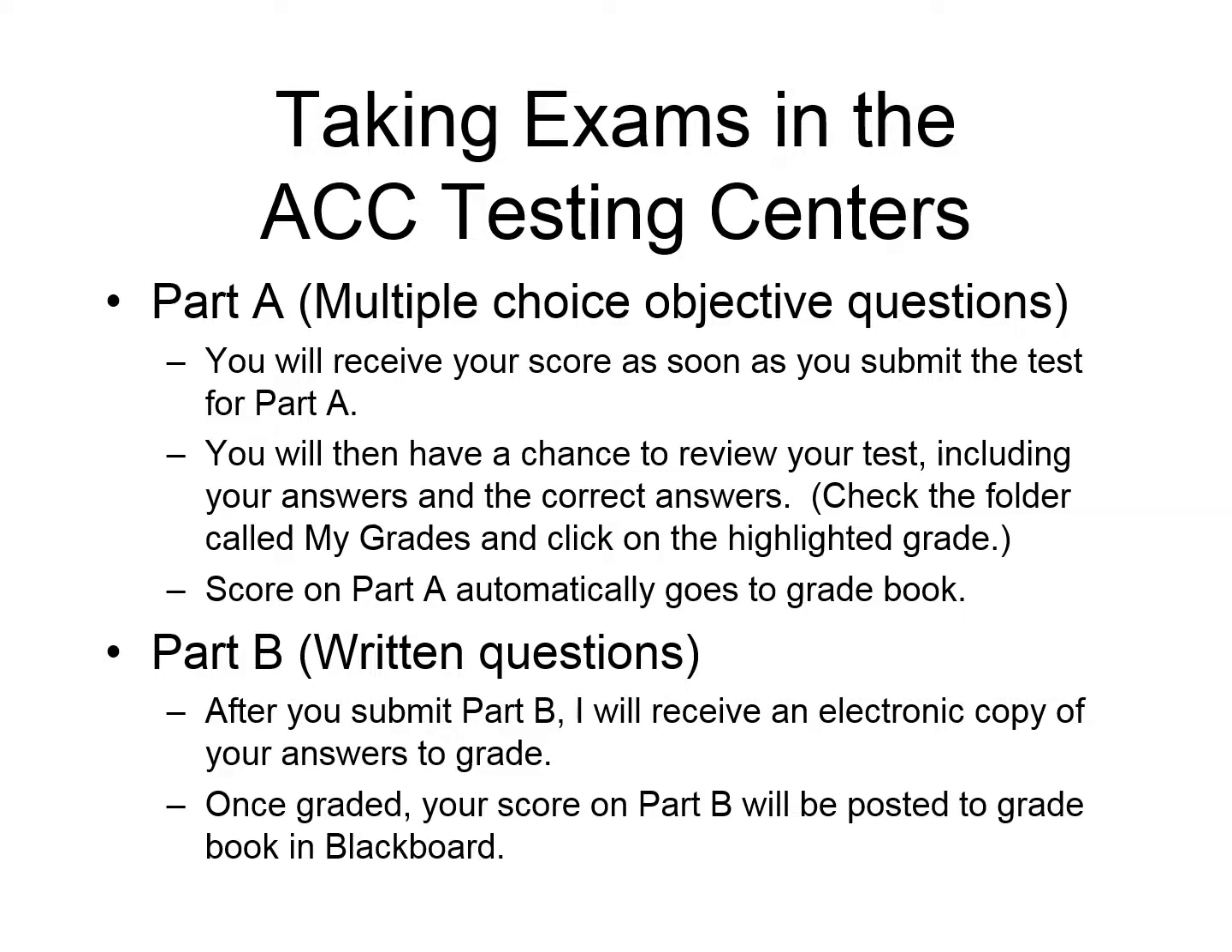Part A contains the multiple choice objective questions, and as soon as you submit the exam, you will receive your score. You'll be in Blackboard. Go to the folder called My Exams, and your grade should be highlighted for Part A that you just took. If you click on the blue highlighted number, it will take you to another screen. Click on that, and then it will take you through so you can see each question, what you answered, and what I have as the correct answer. The only time that you can see your answers and the correct answers will be when you're there in the testing center, so be sure to look at that, particularly if you've got questions. The score on Part A automatically goes to the grade book in Blackboard.